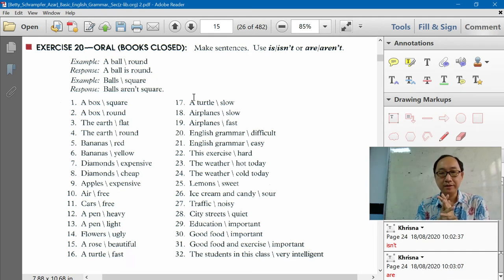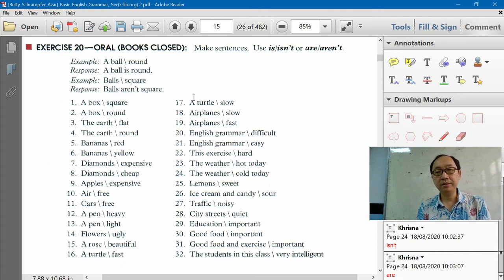The earth, what do you think, guys? Is the earth flat or round? For number three, the earth is not flat. I believe that the earth is not flat. I believe that the earth is round. And for number five, bananas. Bananas red? No, bananas are not red. Bananas yellow? Yes, bananas are yellow.